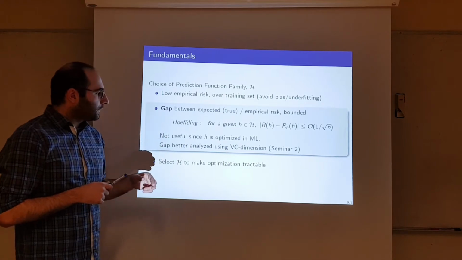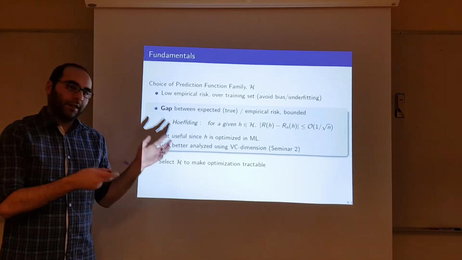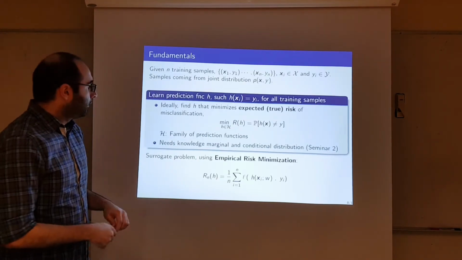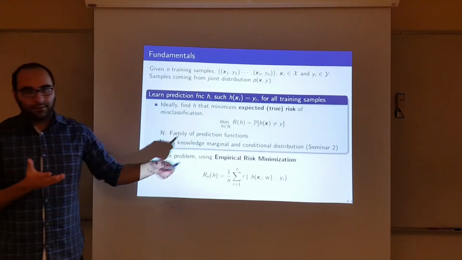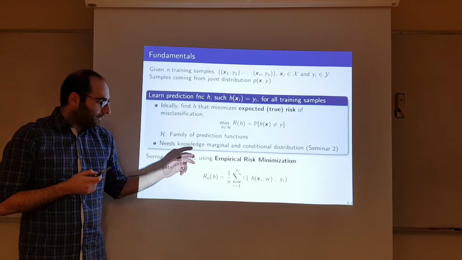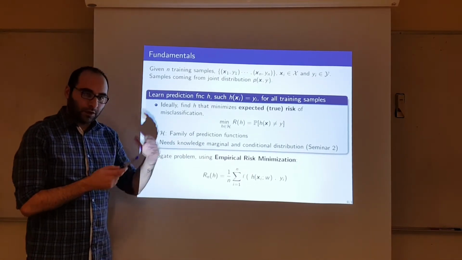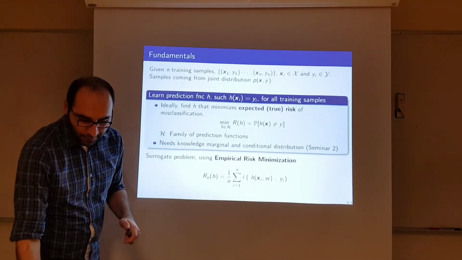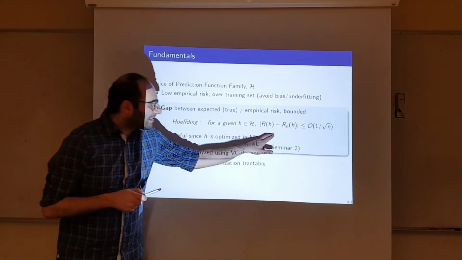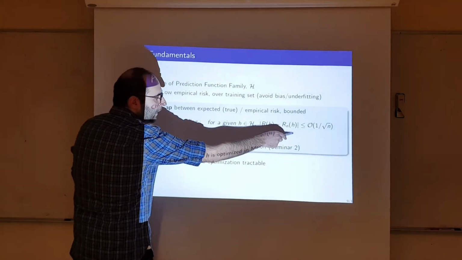The second criterion is also important. The idea is you want the gap between the true risk and the empirical risk to be bounded. So far, we talked about ideally minimizing the true risk, which is the average we get in practice, but we use a surrogate problem. There should be a connection between the two, a bound on that gap. So you need a bound on the true risk minus the empirical risk.